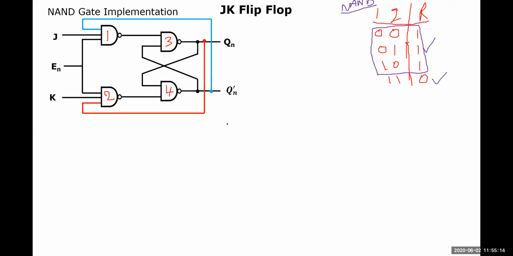Now, case number one, we consider J equal to 0 and K also equal to 0. So here, this value is equal to 0 and this value is also equal to 0. Since both are equal to 0, without hesitation, and without considering the remaining two inputs of gates 1 and 2, the output will be 1. We conclude like this because, as per the NAND gate activity, if one of the inputs is equal to 0, obviously the output will be 1.